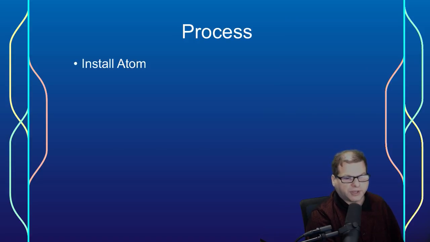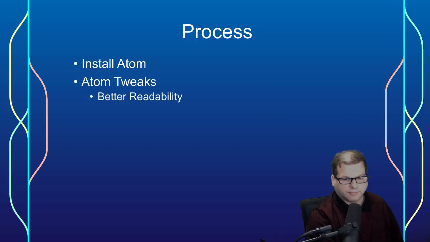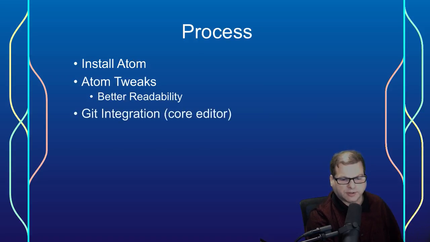We'll start off by installing Atom. Then we'll make a few tweaks to Atom for better readability. And then we'll make Atom the default editor for Git source control. Then we'll end up by reviewing the actions we took and consider other distributions.